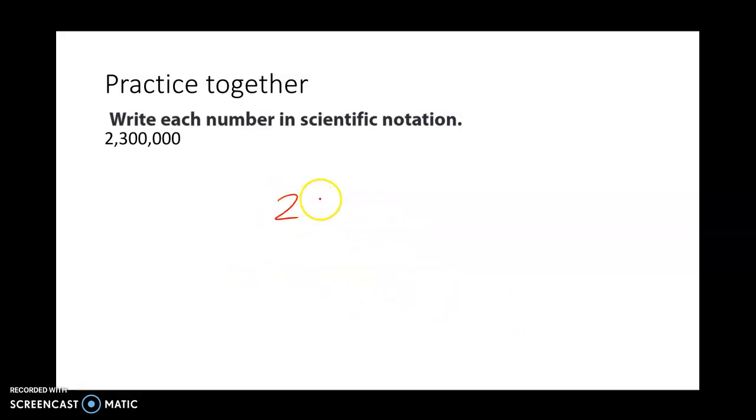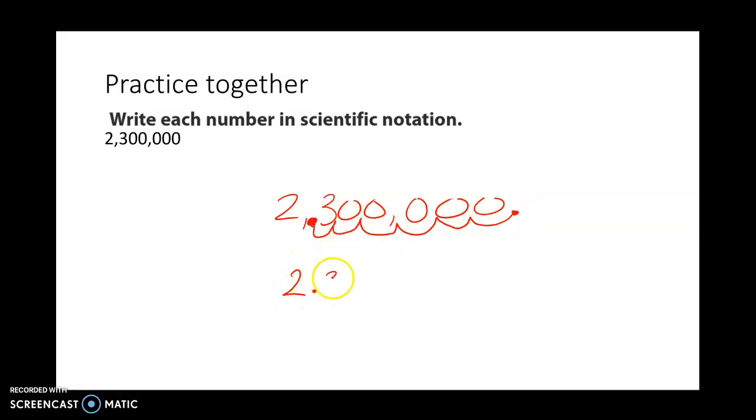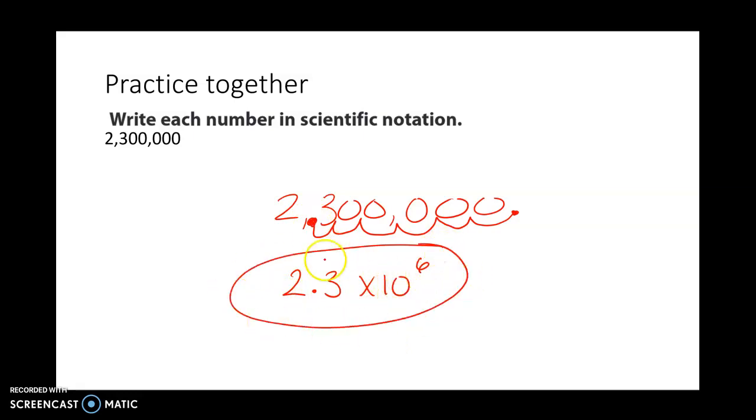Okay, we'll do one more. I got 2,300,000. Got some commas. Where's the decimal? You got it. It's at the end. So we're going to move 1, 2, 3, 4, 5, 6 times. My new decimal is 2.3 times 10 to the 6th. Final answer.